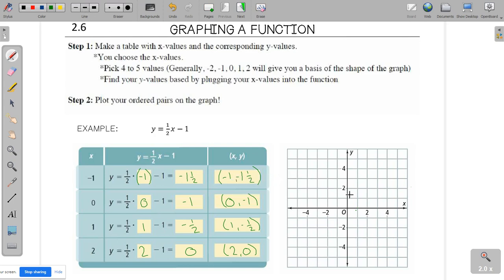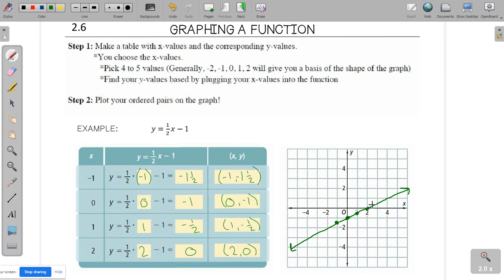-1 in the x, and then -1.5 to go below in the middle. Then we have 0, -1, 1, and then -1/2, and then 2, 0. So this is going to make a straight line. You need to be using a ruler to connect. And make sure your points are visible.